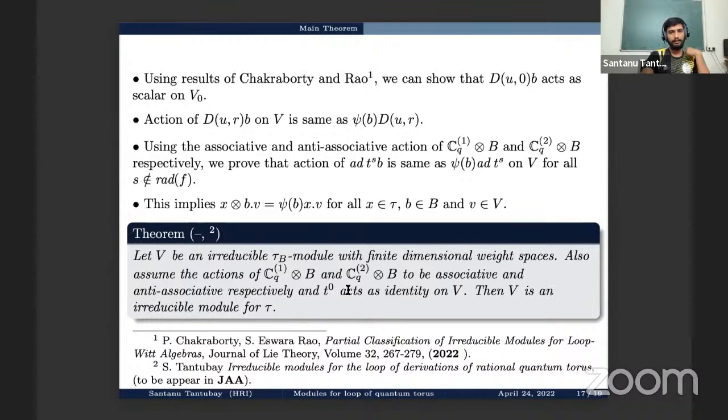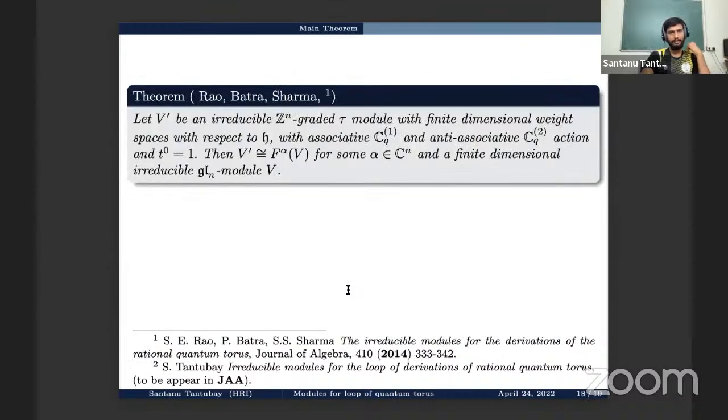Now we have a theorem of Rao, Bhatta and Sharma. It says that if we have an irreducible Z-graded tau module with respect to H, and assume the action of CQ1 is associative and the action of CQ2 is anti-associative, and T naught acts as identity, then V' should be isomorphic to F^alpha(V) for some alpha in C^n and a finite dimensional irreducible GL module V.